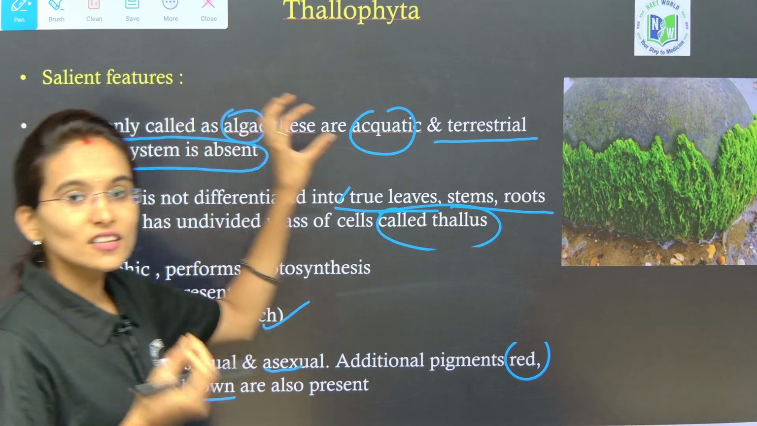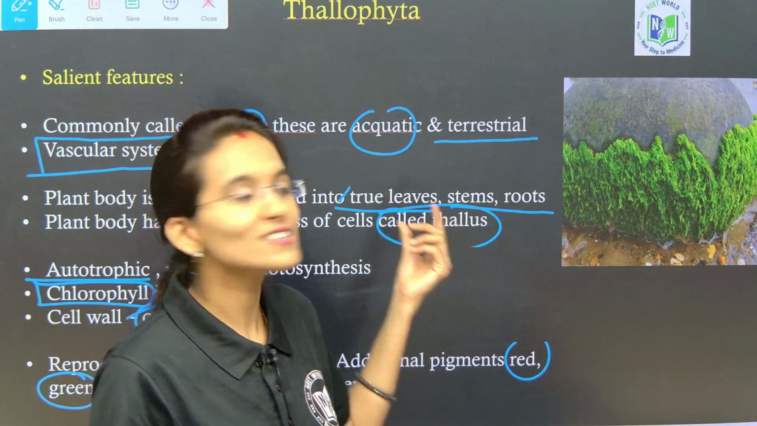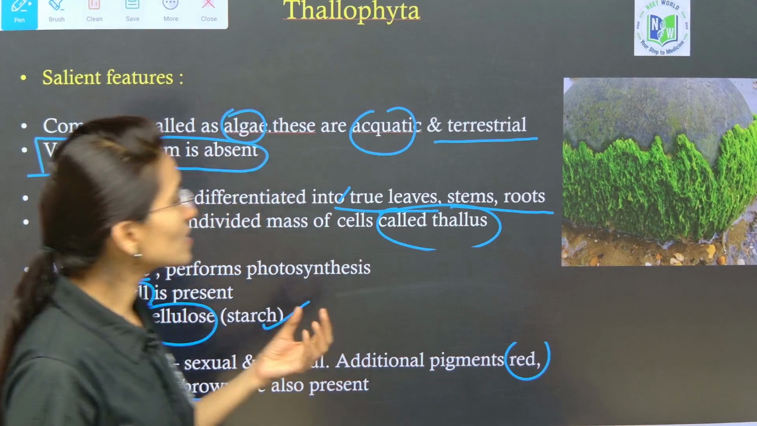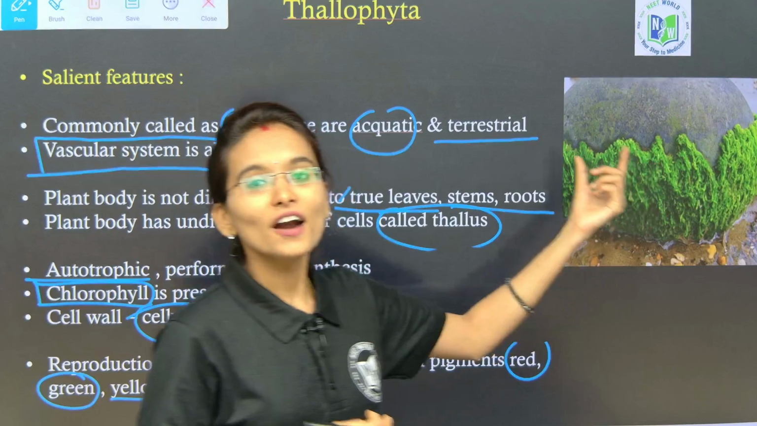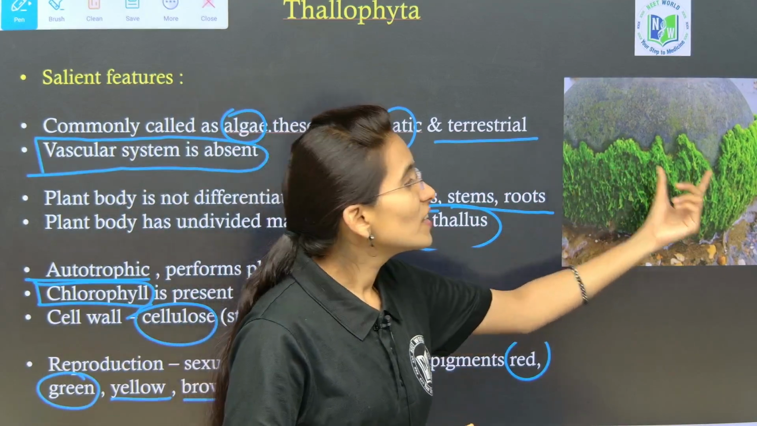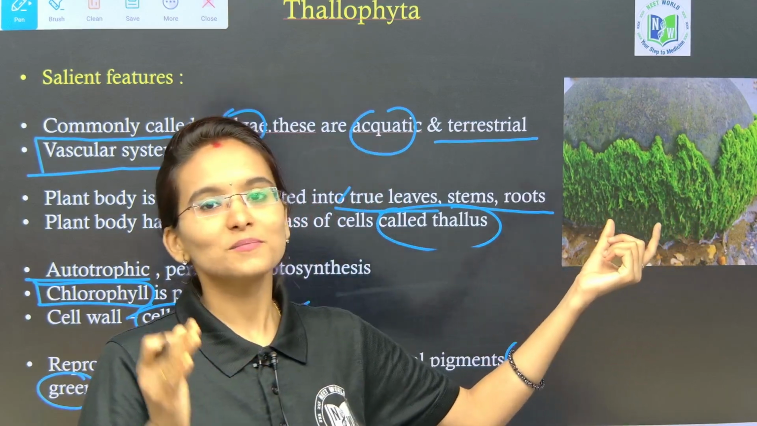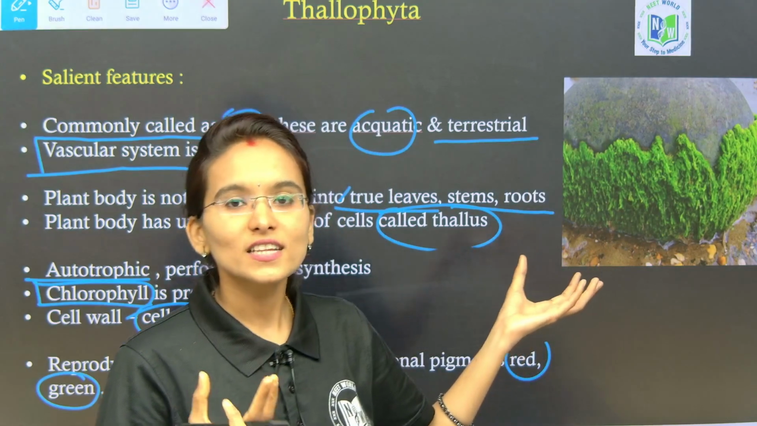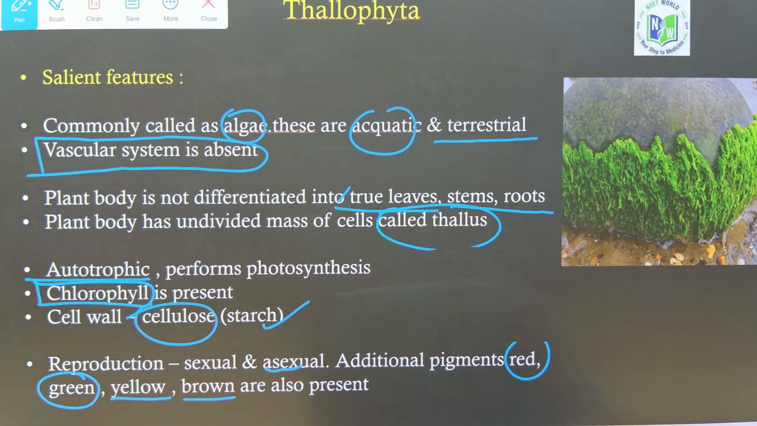These are generally the members of the Thallophyta, generally called algae. Some are aquatic and some are terrestrial. It is green in color due to the presence of chlorophyll, and the conductive tissues, xylem and phloem, are completely absent. We cannot differentiate the plant body into true roots, stems and leaves, but it contains an undivided mass of cells called thallus. Clear with this slide?